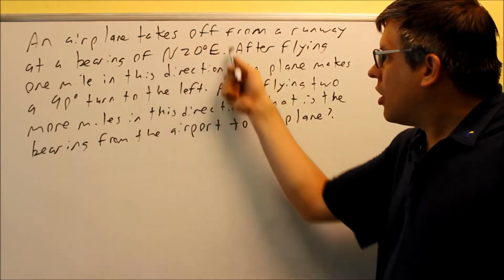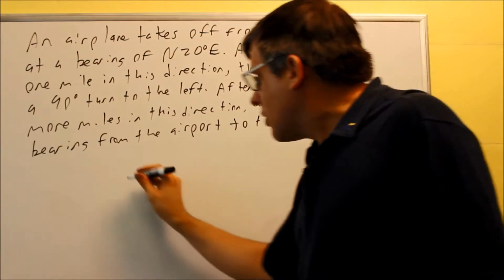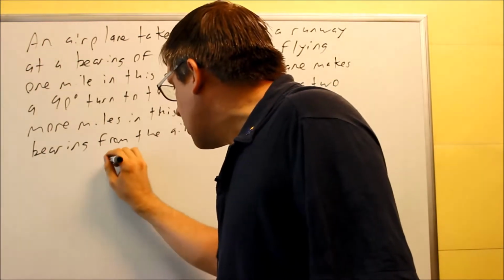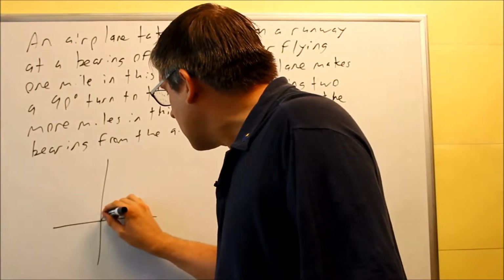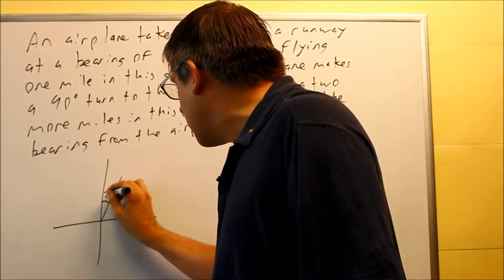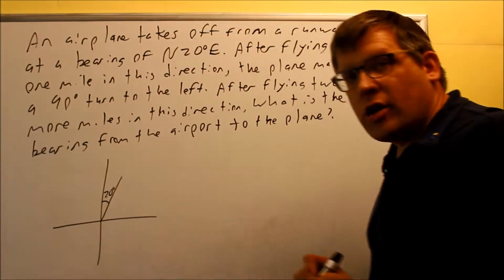So first I want to draw north 20 degrees east. I'm going to try and draw this somewhat to scale with the 20 degrees. I'll make it look somewhat accurate. So I'm going to go 20 degrees this direction. So this right here is going to be my 20 degrees. It's going to be a pretty narrow angle there.